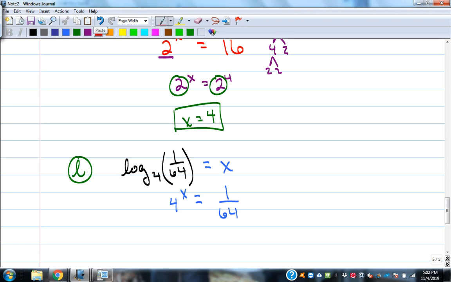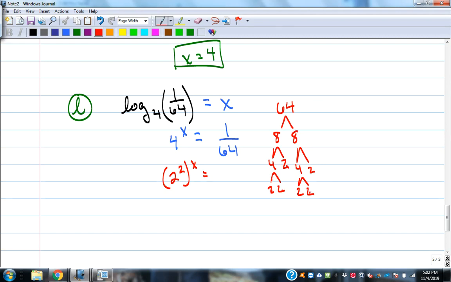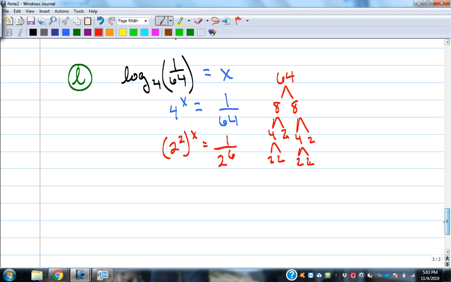And I know 4 is not prime, so I can rewrite 4 as 2 squared, because I've done that a lot today. And then I'm going to think about 64, and how can I rewrite 64 using 2's? So I know that's 8 times 8, 4 times 2, 2, 2, 4, 2, 2, 2. 1, 2, 3, 4, 5, 6. Is that right? So that'd be 1 over 2 to the 6th power. But that still doesn't have it written like I need it to be able to set up my equation.